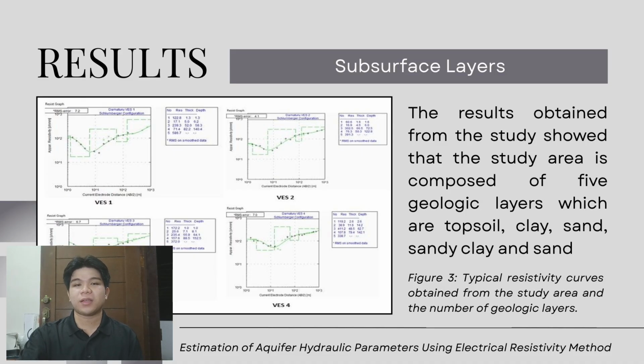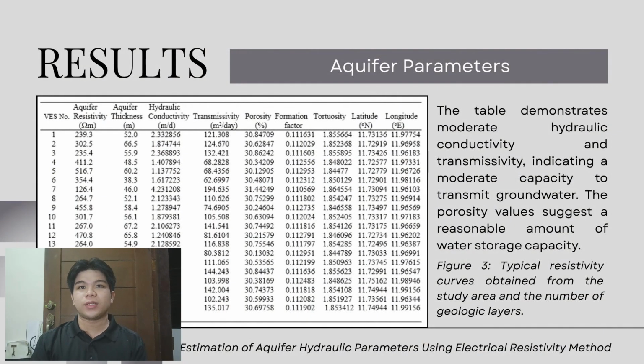The third and fifth layers are sand deformations, constituting the semi-confined first and confined second aquifers. The aquifer parameters, including transmissivity, hydraulic conductivity, porosity, tortuosity, and formation factor, were estimated using established models. Aquifer porosity in the study area ranged from 30.13% to 31.44%, with an average value of 30.6%, and it's almost uniform due to its stratification.